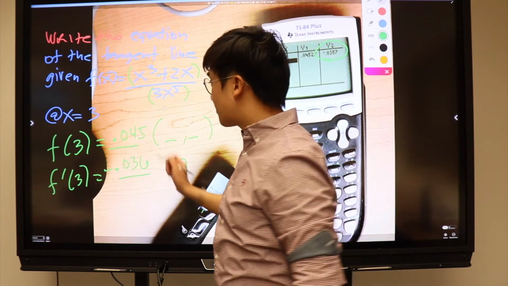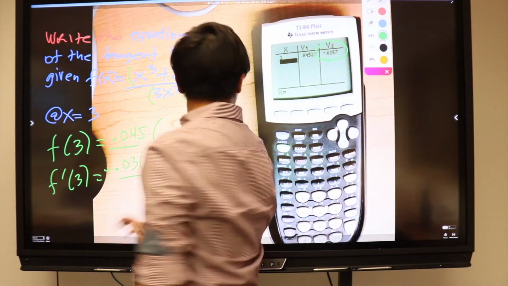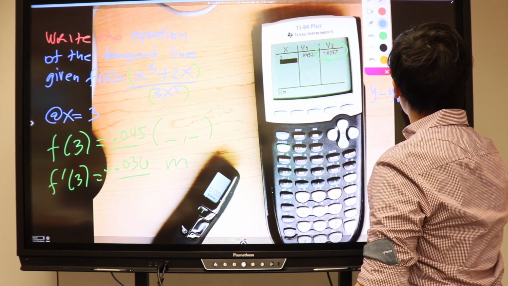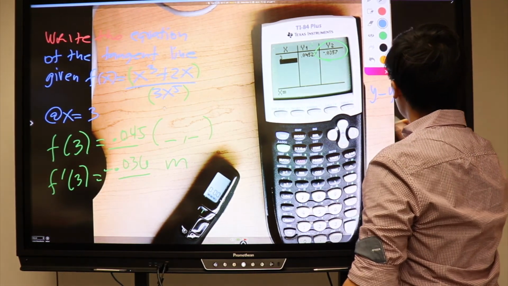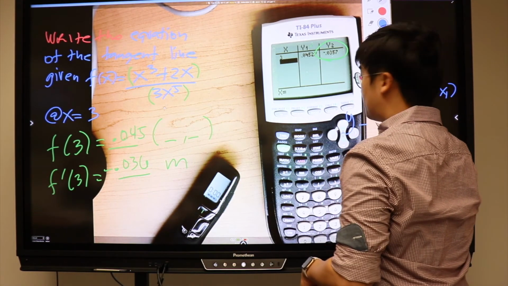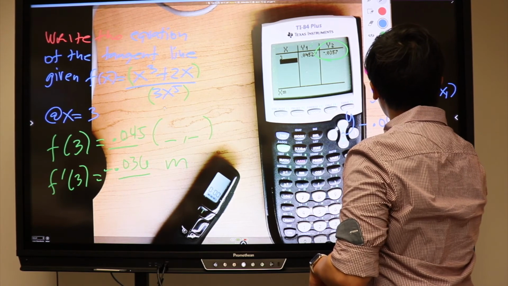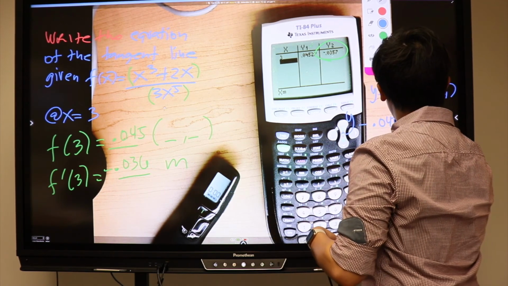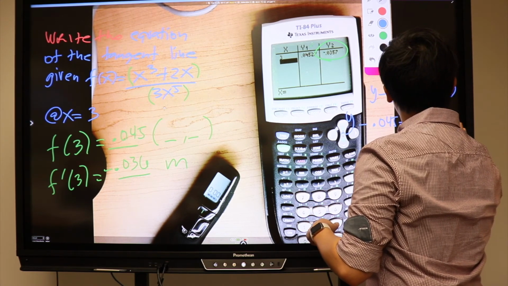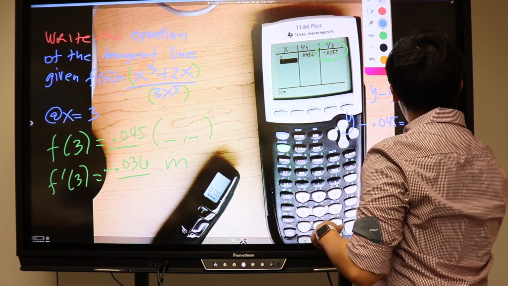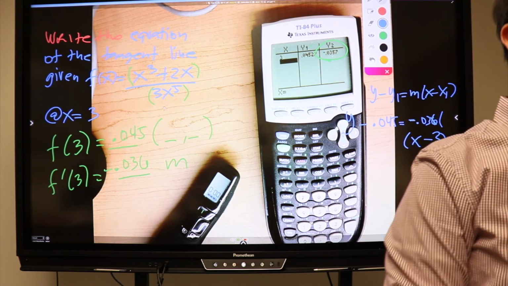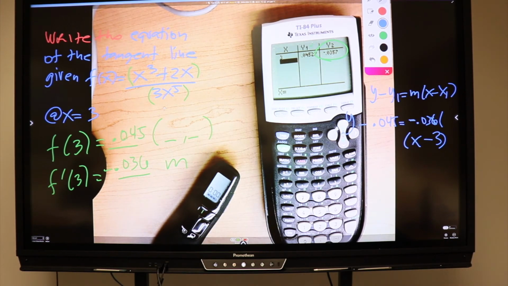And now that you have all of these, now you can write your equation, right? So my equation would be y minus y1 equals m times x minus x1. So I'll have y. What's my y? Minus 0.045 equals, what's my m? Negative 0.036, parentheses, x minus 3. And you're done. That is your equation of your tangent line.